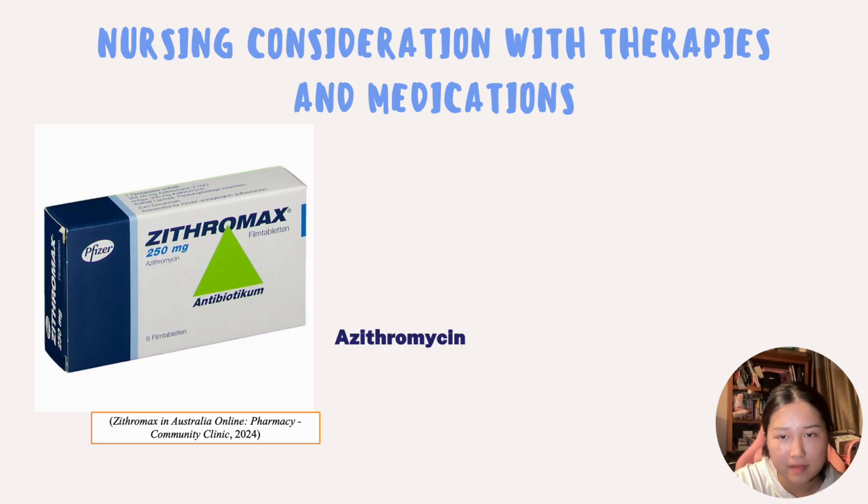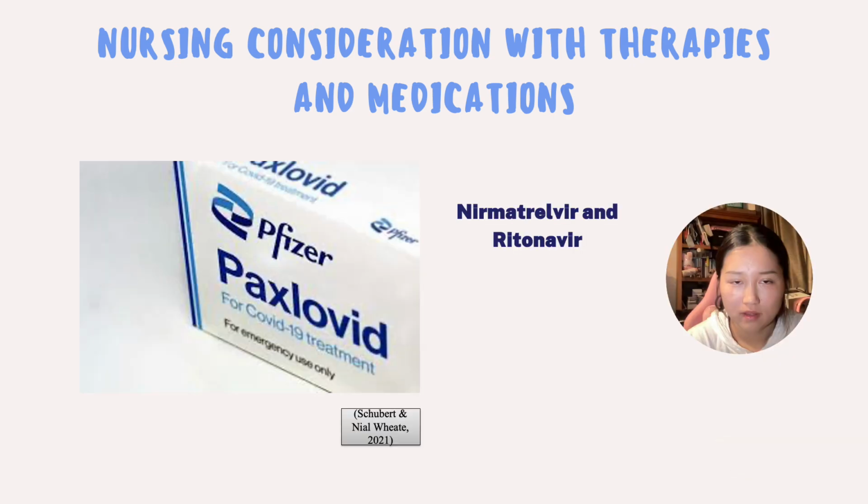Azithromycin is an antibiotic used for treating pneumonia. It can treat David's purulent sputum. Azithromycin should be administered by IV infusion. According to MIMS Online 2024, side effects are diarrhea, IV site pain, nausea, abdominal pain, and vomiting.